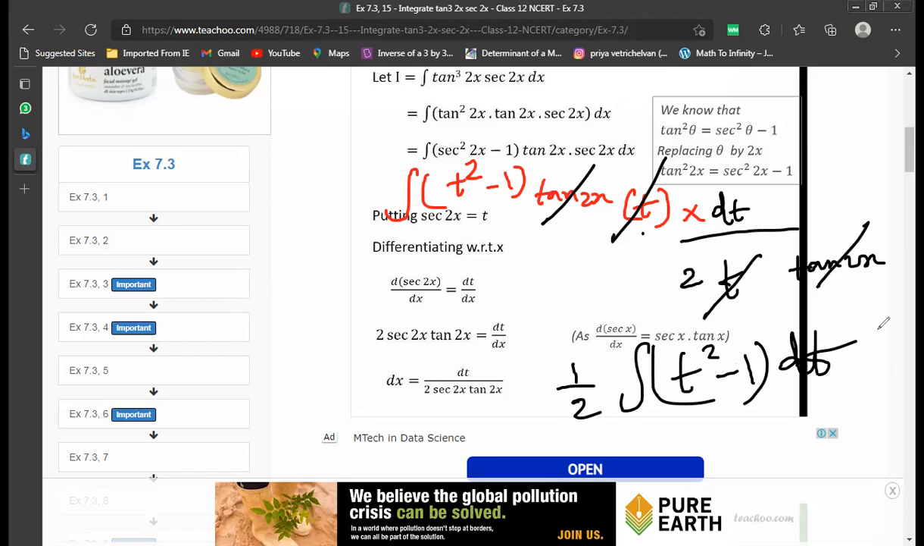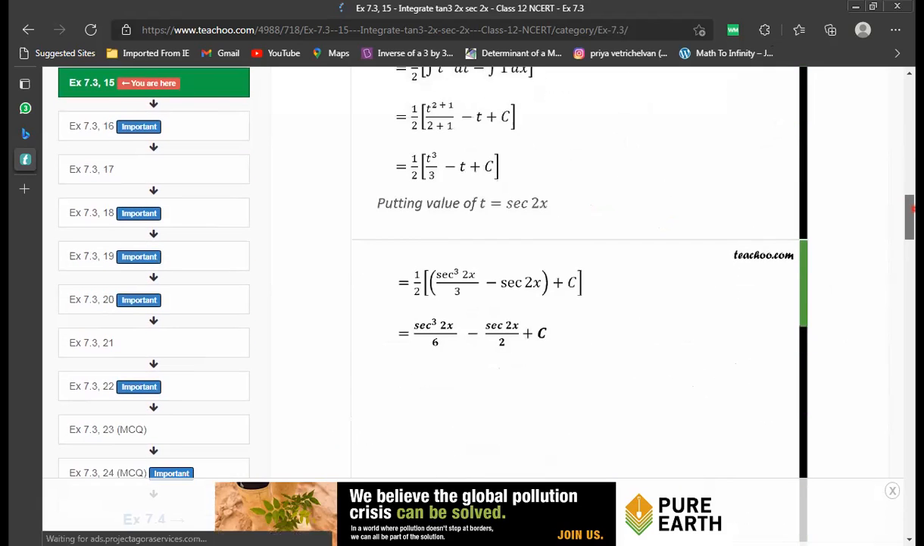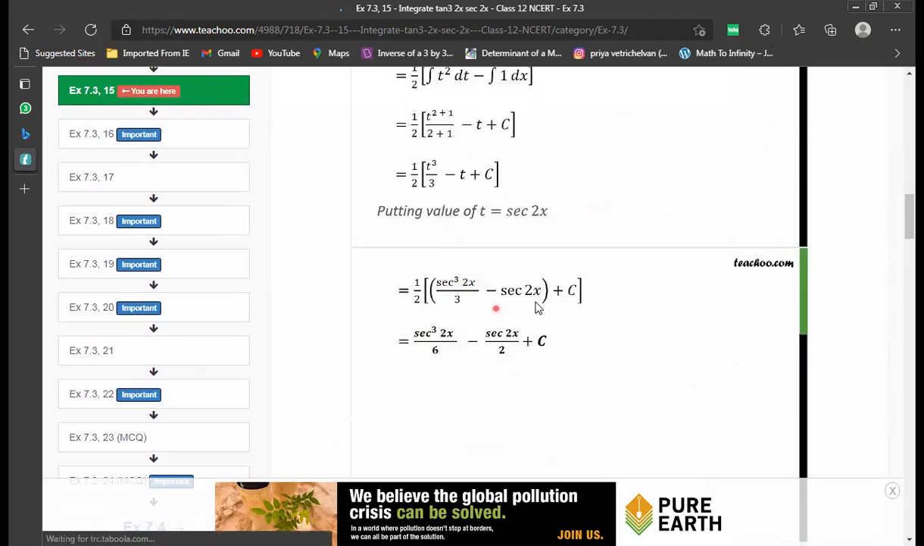Understood? Yes, ma'am. Integrating this is very easy. Integration of t square is t cube by 3 and integration of 1 is t. Just substitute the values back. That's it. It's secant cube 2x upon 3 minus secant 2x. That's it.